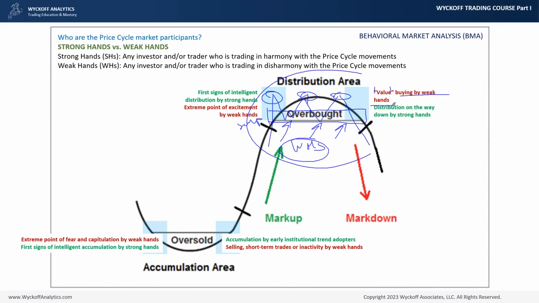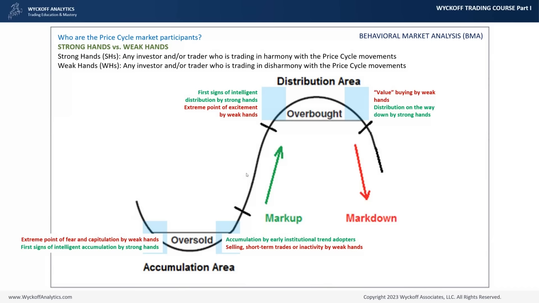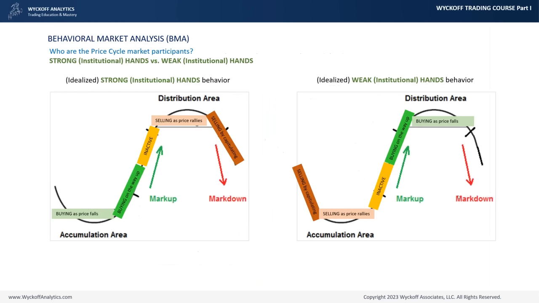And this process goes on and on, and if you study this process and you could see this process on the chart, this is what's going to allow you to participate on the correct side of the price cycle. Well, let's look at the behaviors here by the market participants. So we're talking about strong hands and weak hands. The strong hands during the accumulation area, where the weak hands are so emotionally exhausted with the downtrend, where they're losing money, the strong hands actually will be buying as value investors and traders as the price falls.